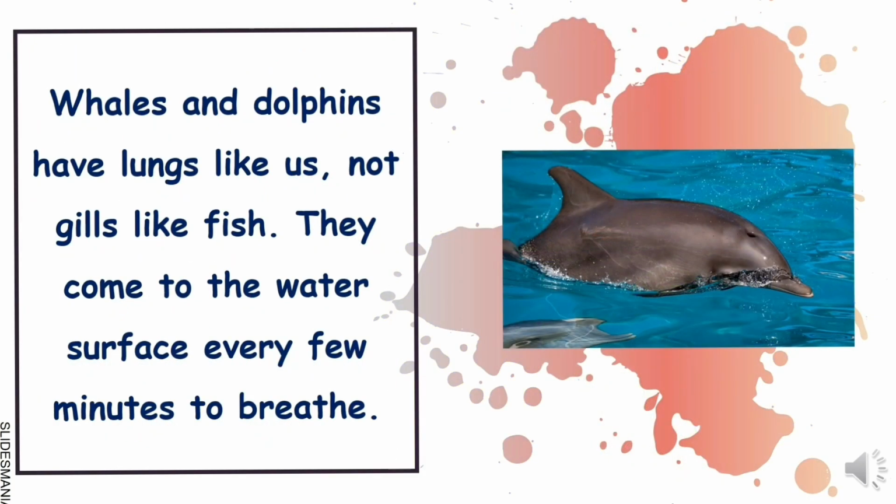Whales and dolphins have lungs like us, not gills like fish. They come to the water surface every few minutes to breathe. So, if you look at the picture here, you can see a hole on the top of the dolphin. It acts like a nose for them. It's not actually the nose, but it acts like that.